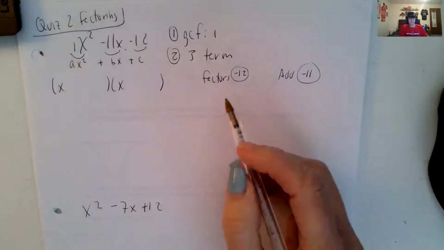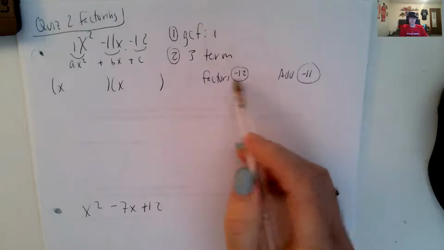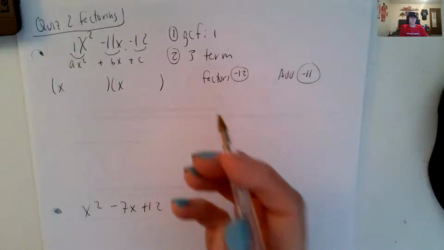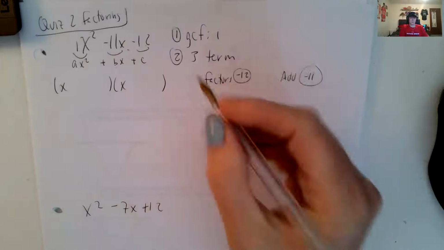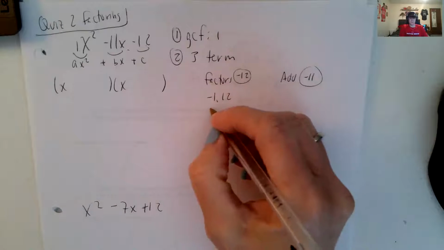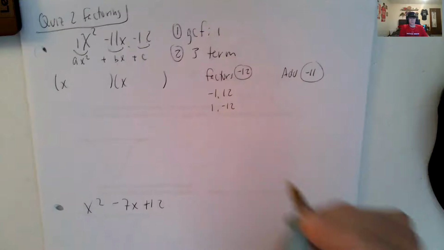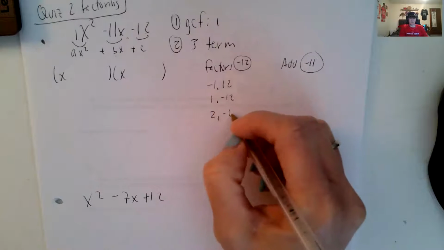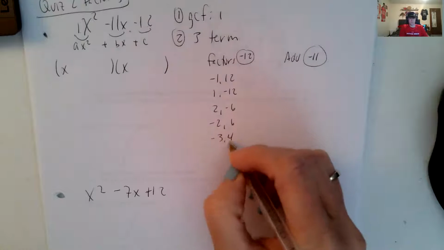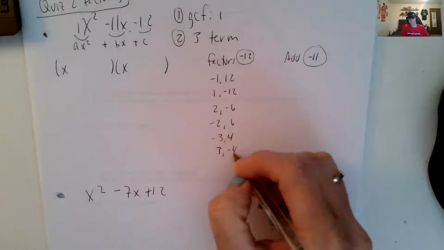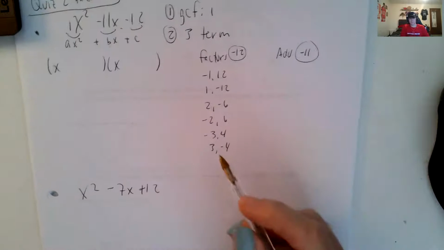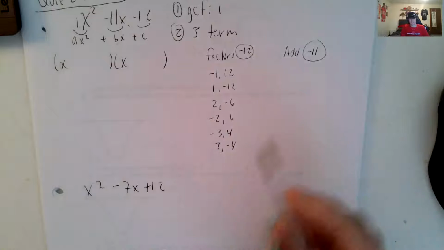I know that to make 2 numbers multiply to make a negative, 1 has to be positive and 1 has to be negative. So I'm just going to list all of my pairs, 2 numbers that multiply to make a negative 12. I have a negative 1 and a positive 12, a positive 1 and a negative 12. Then I've got 2 and a negative 6, a negative 2 and 6, a negative 3 and 4, and a 3 and a negative 4. And then I've got the flip-flop, right? With me so far? Yep.